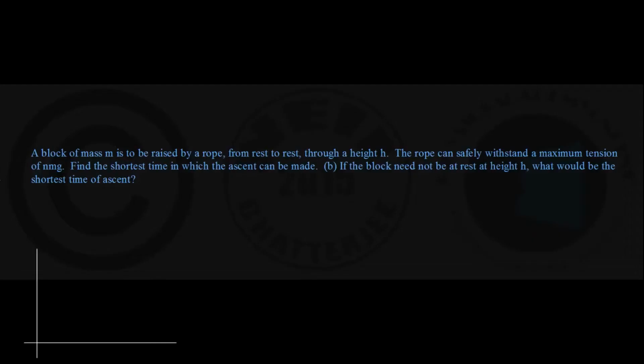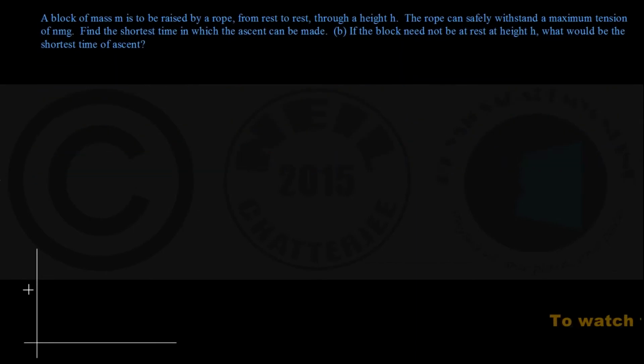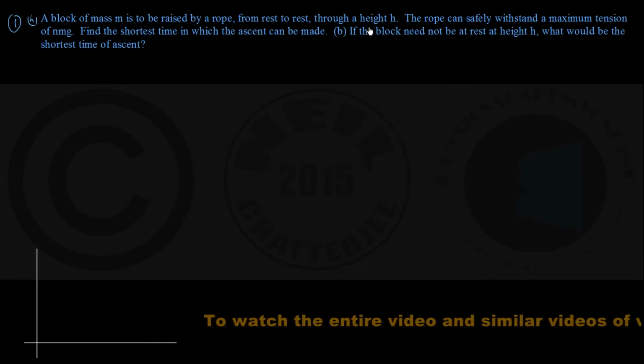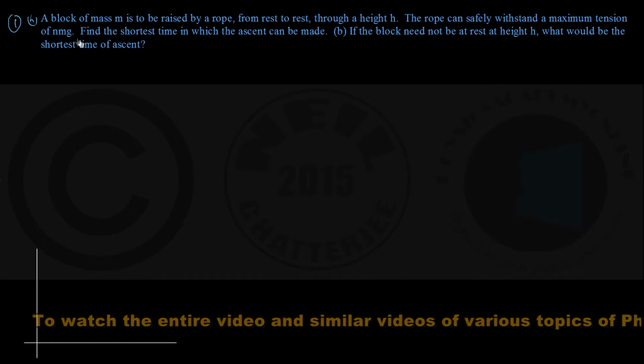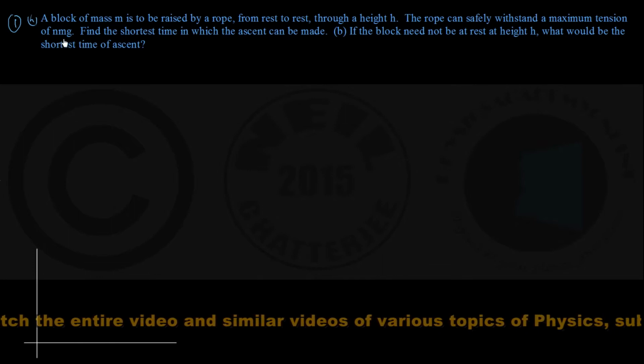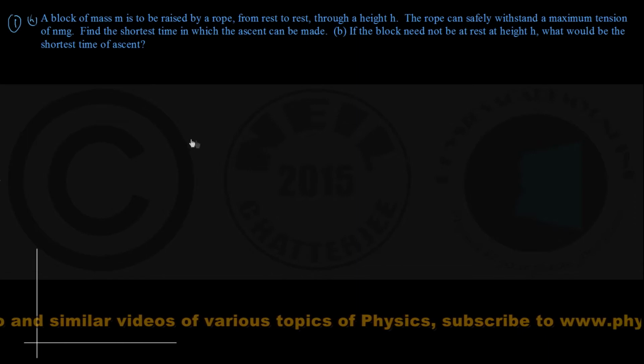Let me introduce my first problem in this lecture. In part A of the question, a block of mass m is to be raised by a rope from rest to rest through a height h. The rope can safely withstand a maximum tension of nmg, n being a multiplication factor. Find the shortest time in which the ascent can be made.